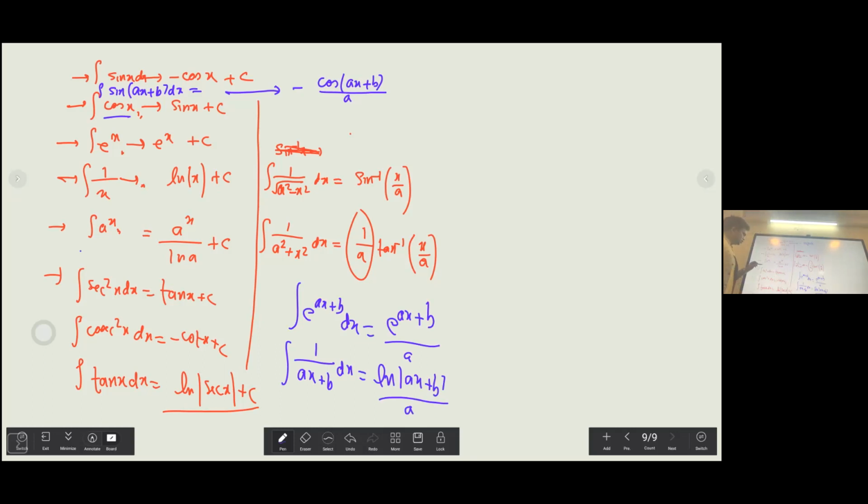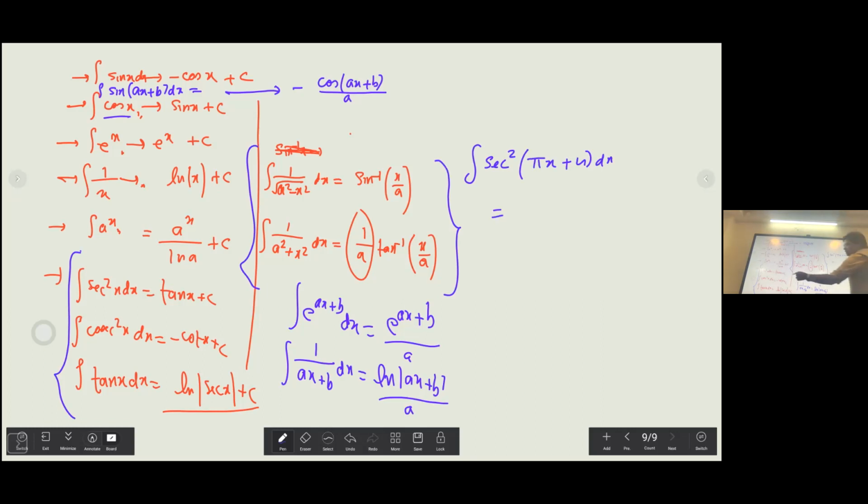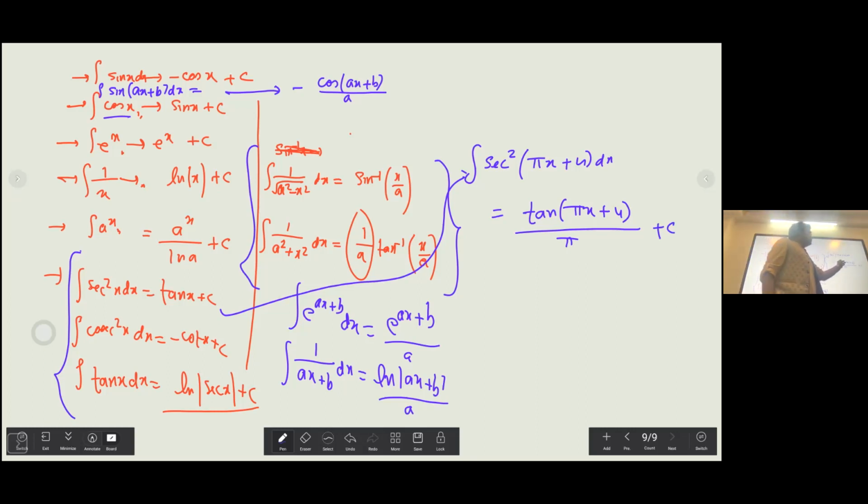Some of the ones the students get most confused are in these categories. So what are those kinds of questions that confuse you? Let me first give certain examples. Let's say I'm integrating sec squared of pi x plus 4 dx. Obviously, if you link it up, it is this formula. Sec squared x integrates to tan, so it will become tan of pi x plus 4, divided by the coefficient of x, which is pi. Remember that pi is like any other number. So pi x plus 4 is like any linear function.